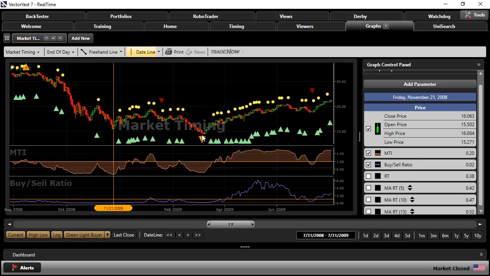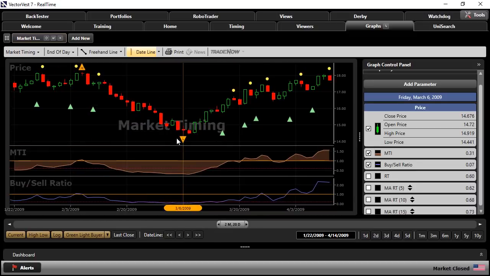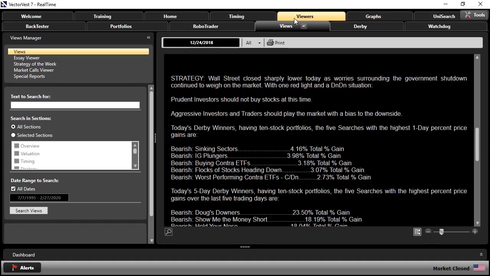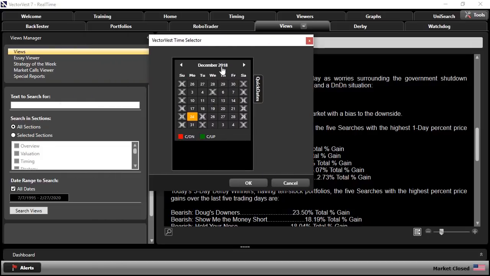I'm going to see this bottom right here? Let's click on that date. 3/6 was really close to the bottom, but we got you guys prepared. I'm going to show you in the views. Let's go to 3/6 of 2009.